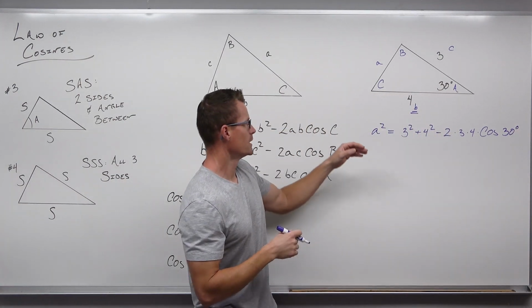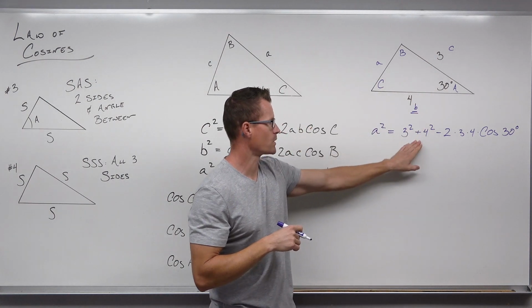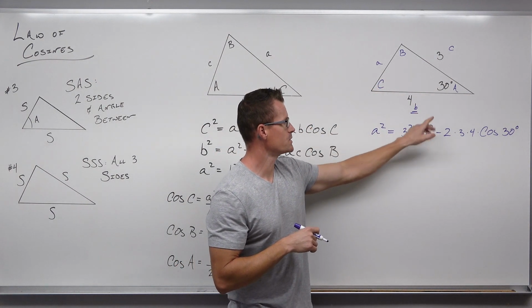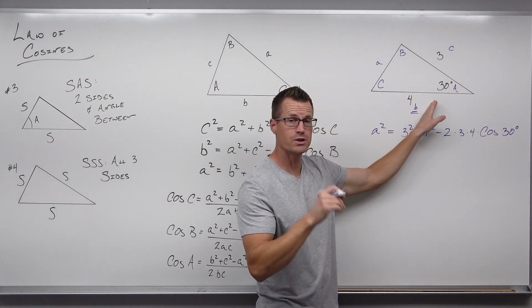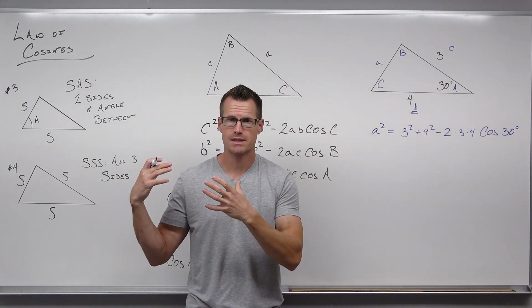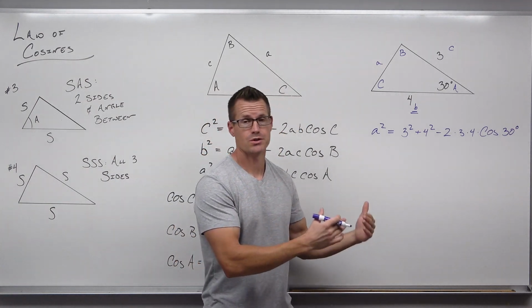I'm going to double check. Side I want to know equals sum of the other two sides squared. Great. I've squared the side I want to know. Minus 2 times their product. I've done that. And cosine of the angle between them, which is also the angle opposite the side we want to know because of the side angle side that we've come up with. And now we're just going to do all the work.